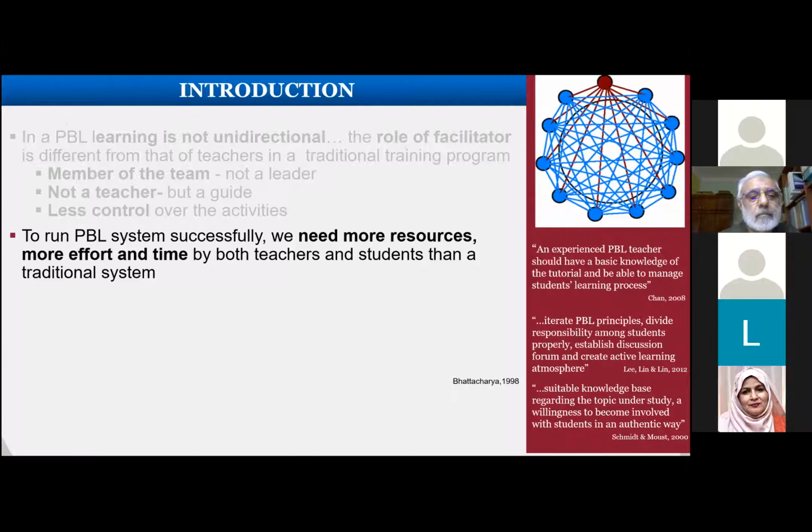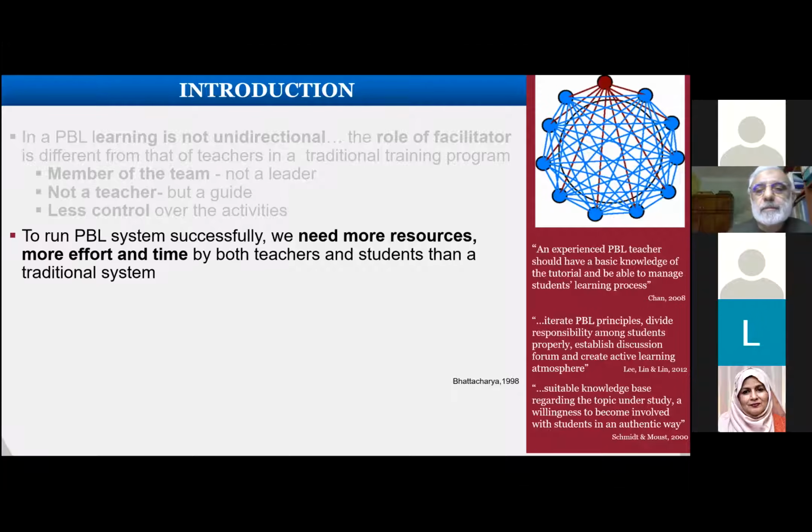To run a PBL system successfully, we need more resources, more effort and time, not only by the teachers, but also by the students. So it is a very resource intensive sort of a program. And if the faculties and the universities are investing in this process, that means that it has a value in the learning of the students.